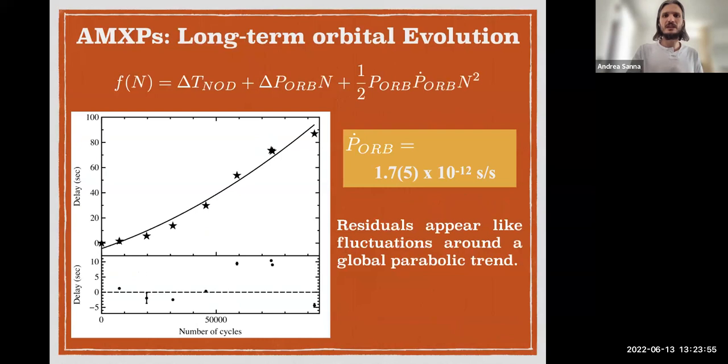Here is the case of SAX J1808. In basically 20 years, the orbital period increased at a rate of the order of 10 to the minus 12 seconds per second.